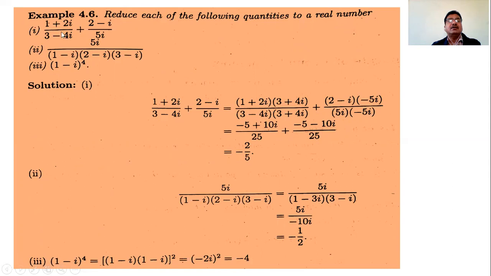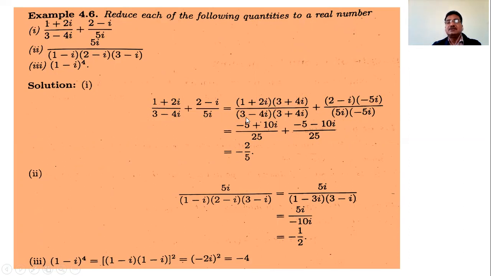So reduce the following quantities to a real number. That is, obtain this addition and multiplication, subtraction. Obtain this. We get a real number actually. So we have to find 1 plus 2i divided by 3 minus 4i. That is, we have to obtain the division of these two complex numbers. Whenever you have to obtain the division of complex numbers, then rationalize the denominator. Very important step.